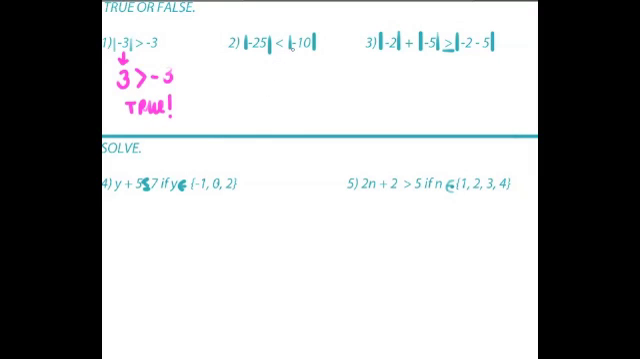Looking at number 2, the absolute value of -25 is less than the absolute value of -10. So here we go. The absolute value of -25 is 25, and then the absolute value of -10 is +10. So is 25 less than 10? No, right? 25 is way bigger than 10. So this is a false statement.